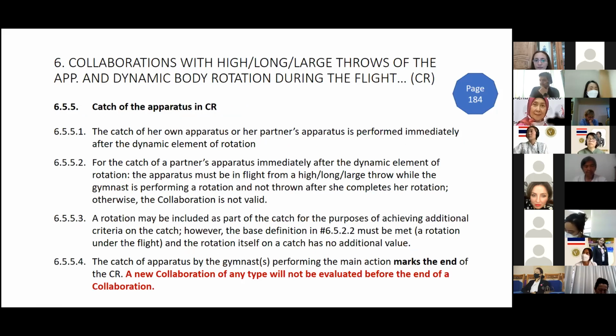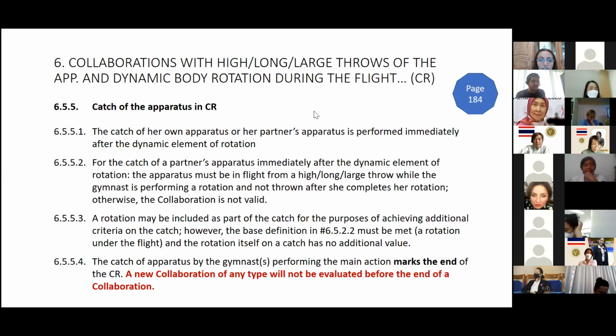Catch of the apparatus in CR. The catch of her own apparatus or her partner's apparatus is performed immediately after the dynamic element of rotation. For the catch of a partner's apparatus immediately after the dynamic element of rotation, the apparatus must be in flight from a high or long or large throw while the gymnast is performing a rotation, and not thrown after she completes her rotation. So she cannot receive it after she completes it. If this happens, the collaboration is not valid. She must catch after the dynamic element of rotation immediately. A rotation may be included as part of the catch, again for the purpose of increasing the criteria. However, this additional rotation does not have any value.